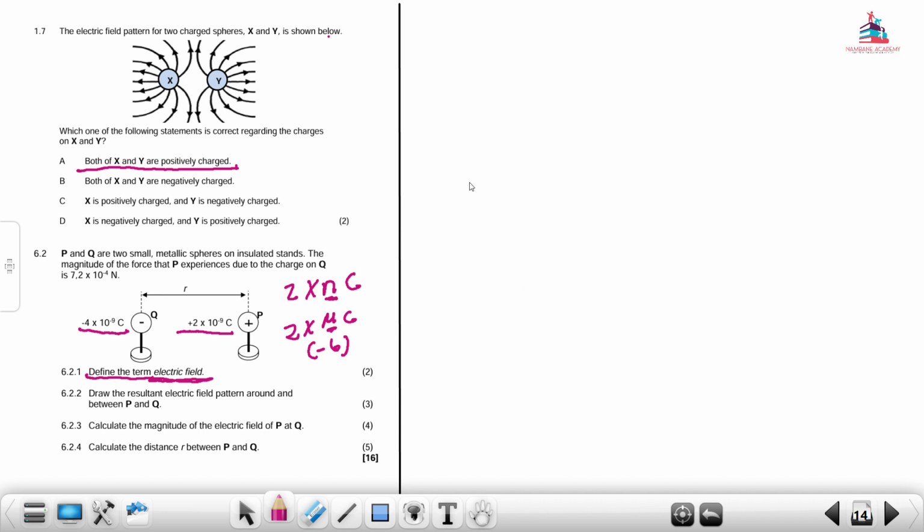So what are we calculating? We are calculating the electric field of P at Q. So electric field is given by F over Q. What is our F? Our F is going to be 7.2 times 10 to the power of negative 4.